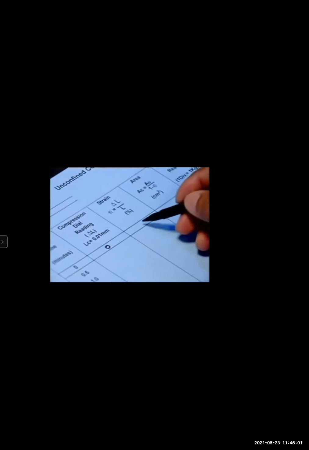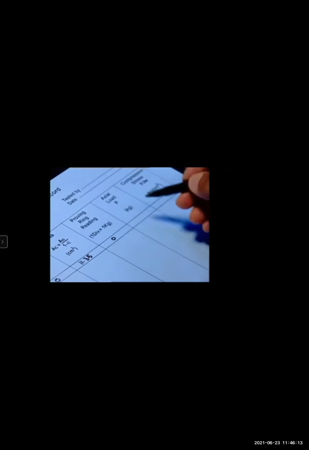For the initial time, that is at zero time limit, compression dial is 0, strain is 0, area is also 1.35 centimeter square. Proving ring reading initial is also 0. Axial load is also at initial 0. So compressive stress at initial is also 0.